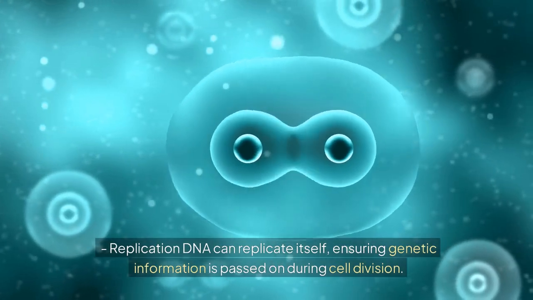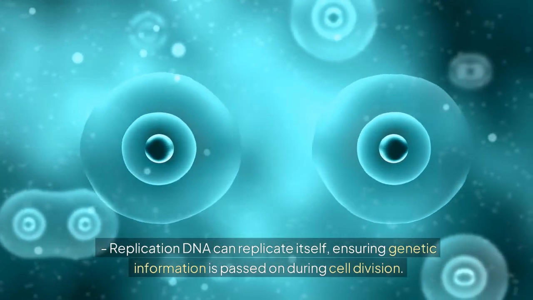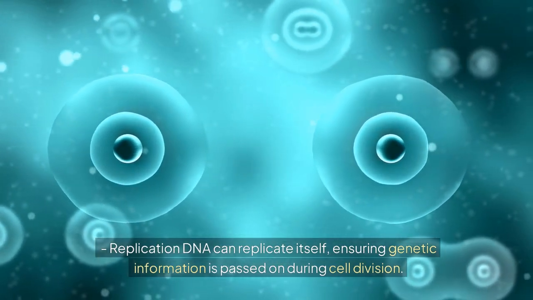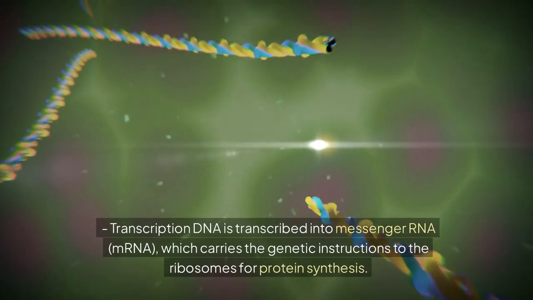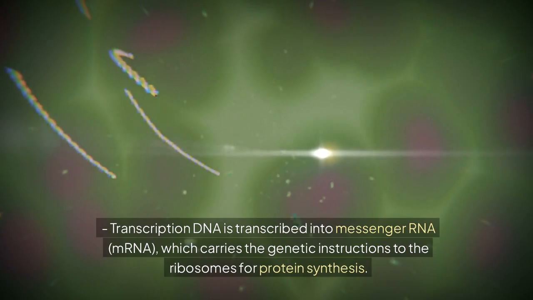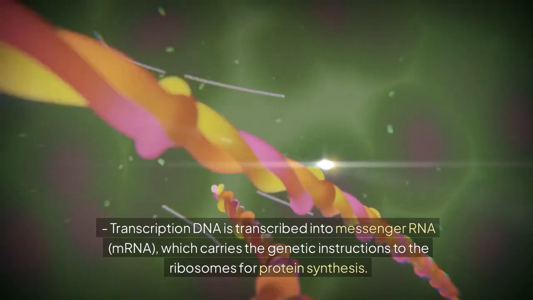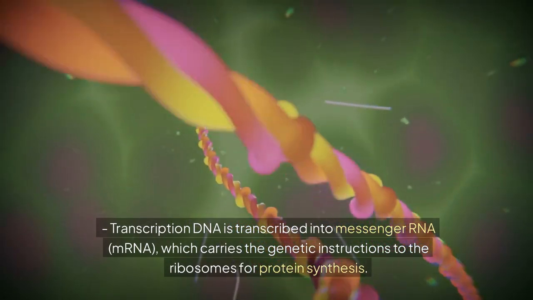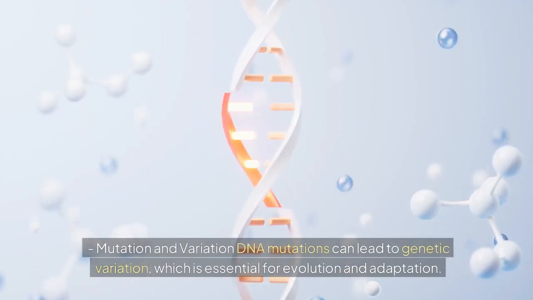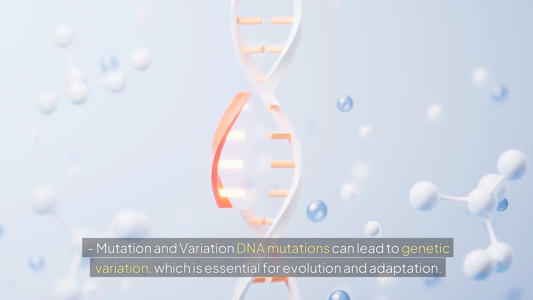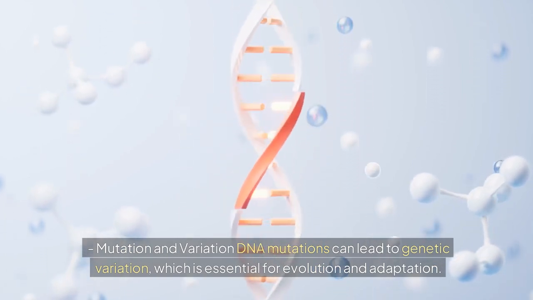Replication. DNA can replicate itself, ensuring genetic information is passed on during cell division. Transcription. DNA is transcribed into messenger RNA (mRNA), which carries the genetic instructions to the ribosomes for protein synthesis. Mutation and variation. DNA mutations can lead to genetic variation, which is essential for evolution and adaptation.